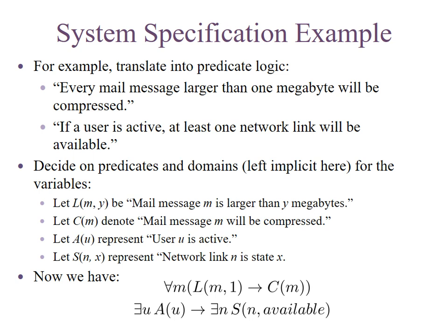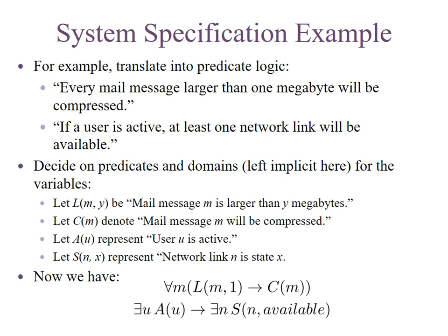Every mail message larger than 1 MB will be compressed. Okay, so now you can see every mail message. That means for all n, n is a mail message. When it's larger than 1 MB, it means M of n. For all messages, if the size is larger than 1 MB, then it will be compressed. Then it's C of n.